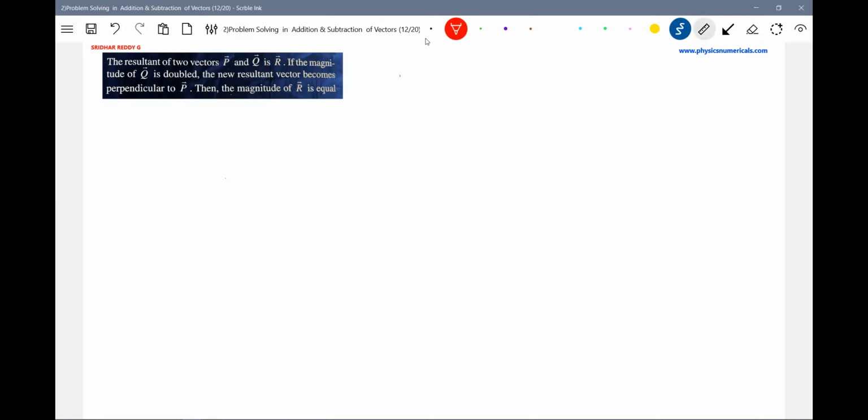Earlier it was not. So here, let me explain through a diagram rather than just shouting. This is vector P bar. Then the vector Q bar is here. Then the resultant will be somewhere here. So this is P bar, Q bar, this is R bar. If the magnitude is doubled, it will become perpendicular.